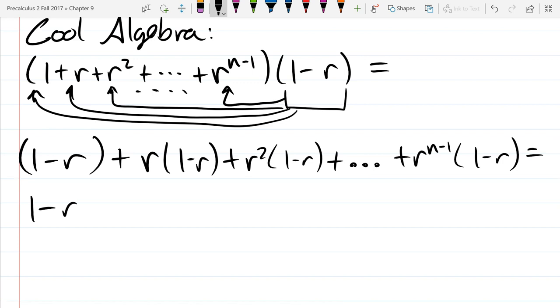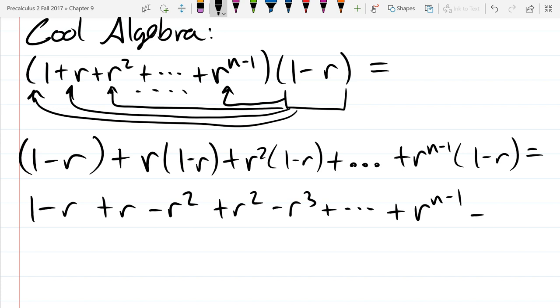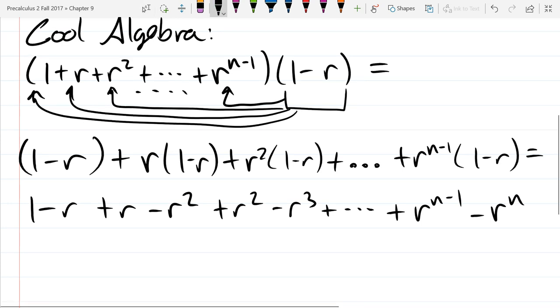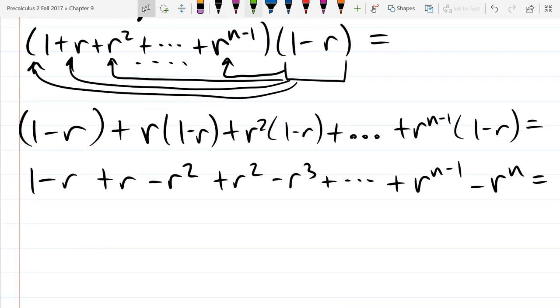So we have 1 minus r plus r minus r squared plus r squared minus r cubed plus dot dot dot plus r to the n minus 1 minus r to the n. So any algebra questions on that product right there? So let's start canceling. What is a term I could cancel? R squared. What can I cancel r squared with? A negative r squared. So they're basically occurring in pairs.